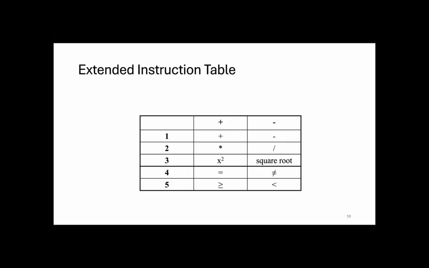So we're going to give them also operation. We have to give them numbers. So the equality, we're going to give them 4. So +4 is equal, -4 is not equal. +5 is greater than or equal, and -5 is less than.